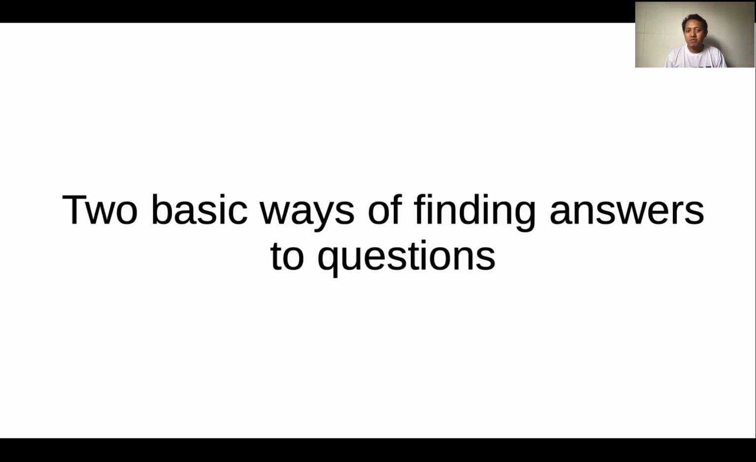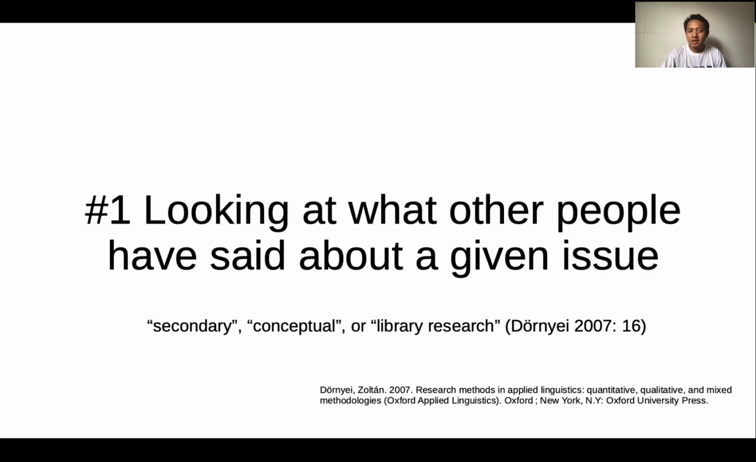So now, how can you find the answer to the question that you have? There are two basic ways. The first one is looking at what other people have said about a given issue. In relation to the example with the music CD before, maybe you don't want to bother checking the price from every store yourself. You just ask your friend, hey, where can I get this CD with the lowest price? So that's looking at what other people know about the issue that you have. Okay, and this kind of research is called secondary, conceptual or library research in technical terms.